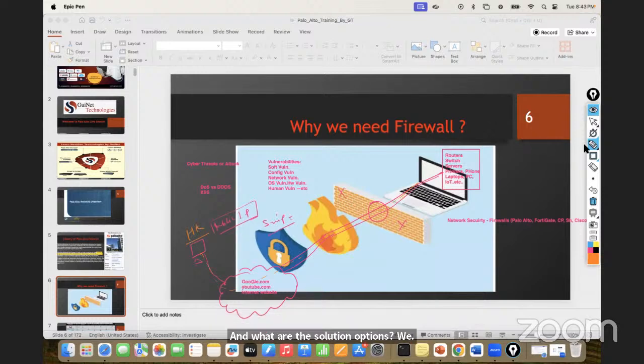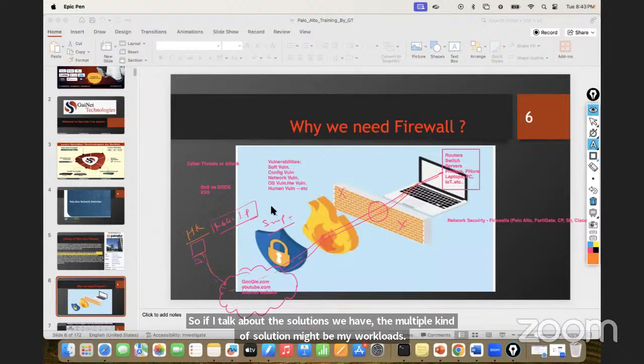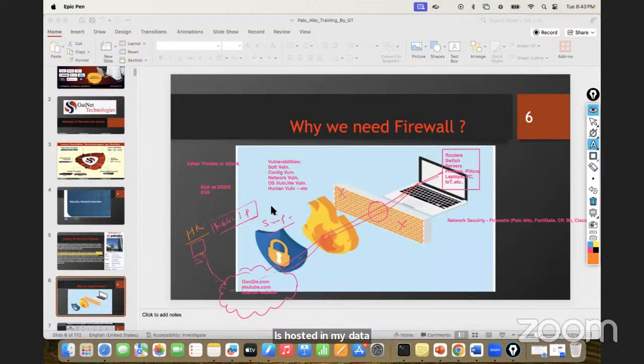So if I talk about the solutions, we have multiple kinds of solutions. Might be my workloads are hosted in my data centers. Workload means I am talking about your servers, any servers. So your workload can be hosted in your data center, or can be hosted in your cloud environment, right? Cloud means if I'm talking about Azure, it could be AWS, could be GCP, or might be some other third-party cloud. These could be two options, or might be I have a SaaS-based application.